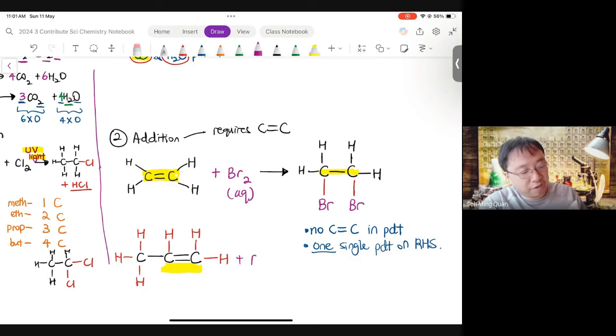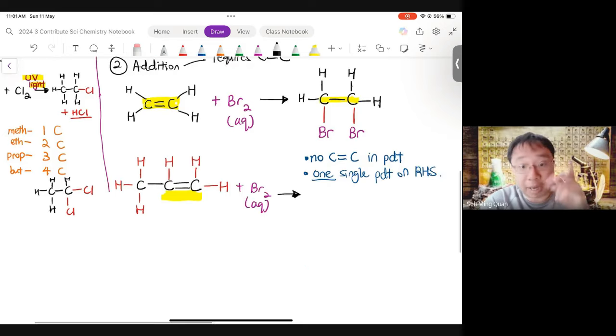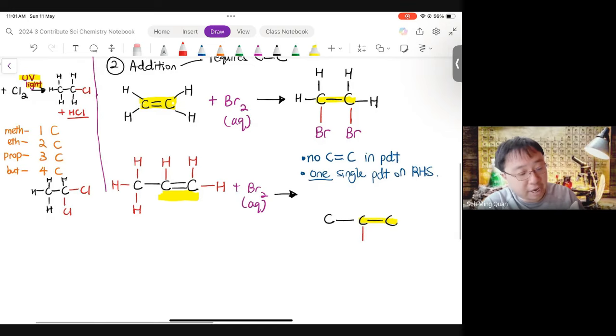Now, if this were to react with aqueous bromine, just like we said just now, what is the structure of the product formed? So again, you highlight the carbon-carbon double bond. You know that addition means double bond breaks. So now we shall redraw. So this was where the double bond was originally, right? Double bond breaks, and you are going to add stuff to it. In this case, we are adding bromines. And the rest of the molecule remains as it is.